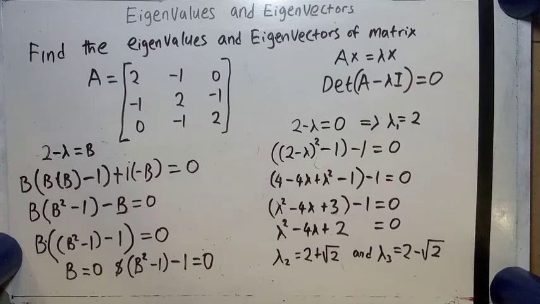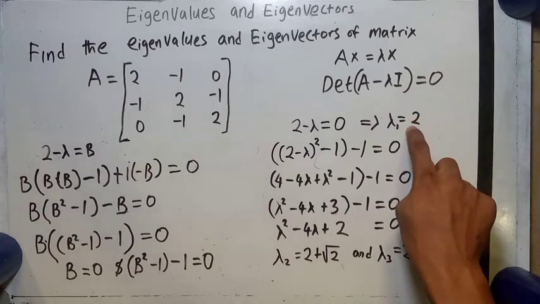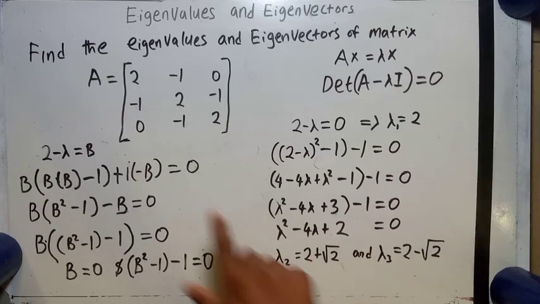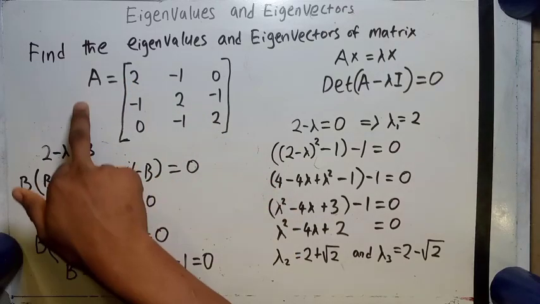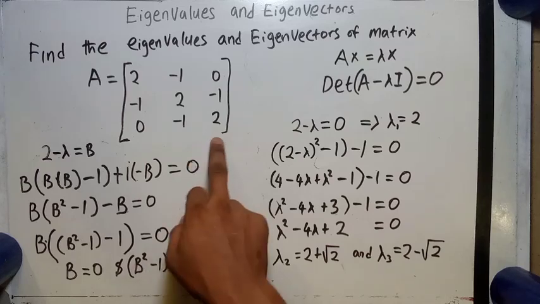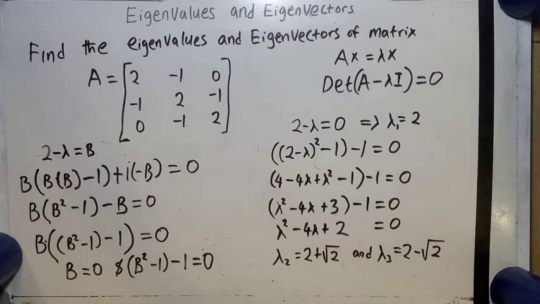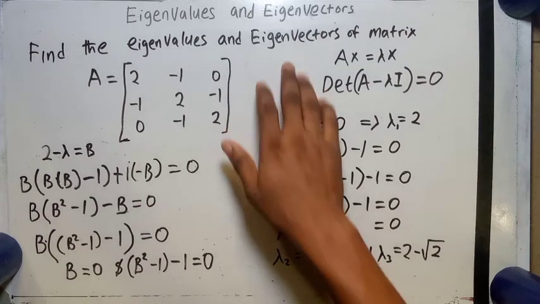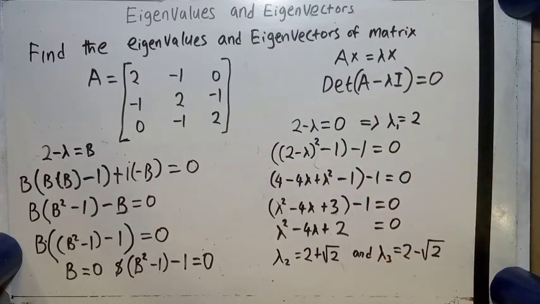Now we have gotten our 3 eigenvalues. Remember, the number of rows and columns of your A determines the number of eigenvalues you're going to be having. So this is a 3 by 3. So definitely our eigenvalues are going to be 3, so is our eigenvector. So we are going to be deriving each eigenvector for each of these eigenvalues.